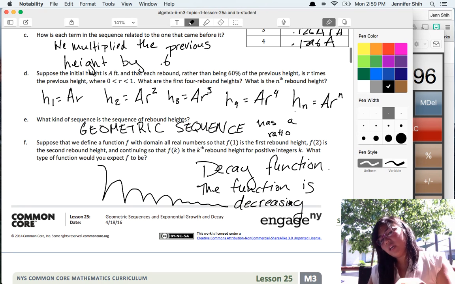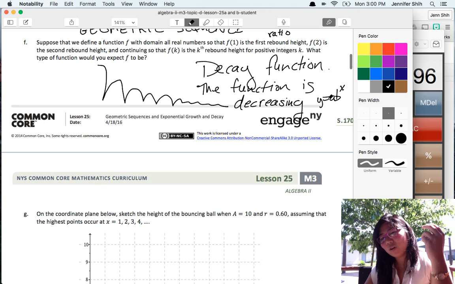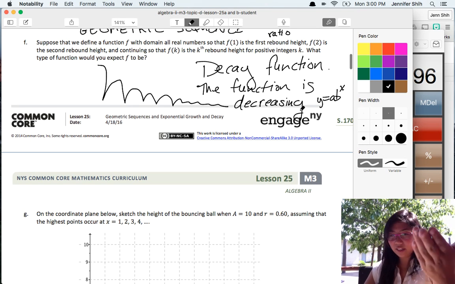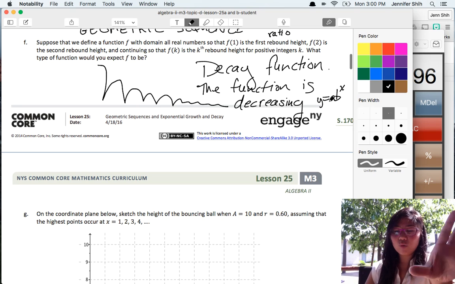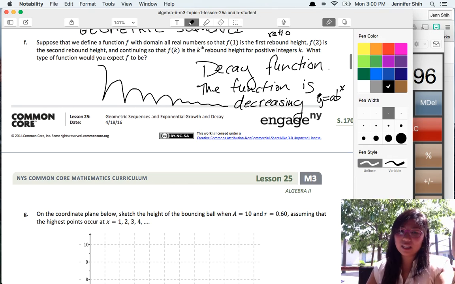You took notes one time, and there was an equation like y equals a b to the x. And if b was less than 1, it was a decay function. If b was greater than 1, it was an increasing function. And it's the same case. In our situation, our ratio is 60%, so 0.6, which is less than 1.